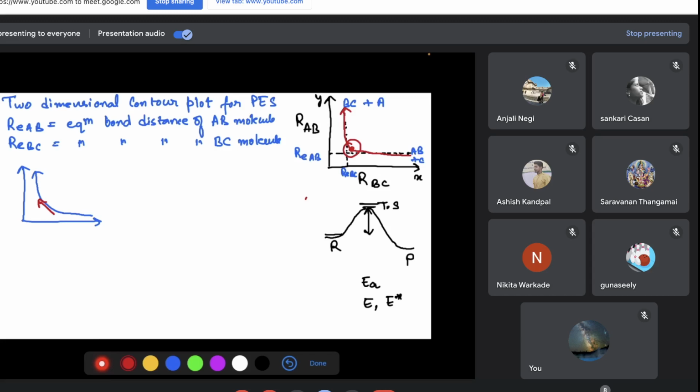So what will be the coordinate here? In the x-axis, my BC bond vibrates. It's just the vibration of the BC bond, and along the y-axis we have vibration of the AB bond.